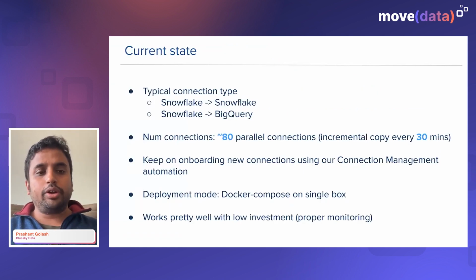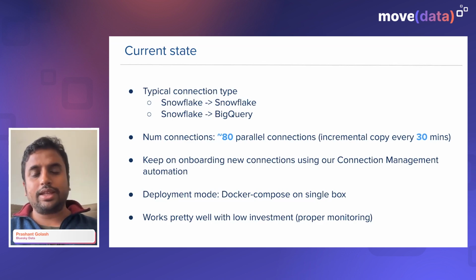So I'm quickly going to talk about the current state of Airbyte at BlueSky. So we have two main types of connections. One is Snowflake to Snowflake, and then Snowflake to BigQuery. So Snowflake to Snowflake is mostly the raw ingestion that we have. And then we have a second layer of analytics module, which syncs from Snowflake to BigQuery. So currently we manage around 80 parallel connections, and we do have incremental copy for raw ingestion, and for derived ingestions, as in for Snowflake to BigQuery, we have full refresh.